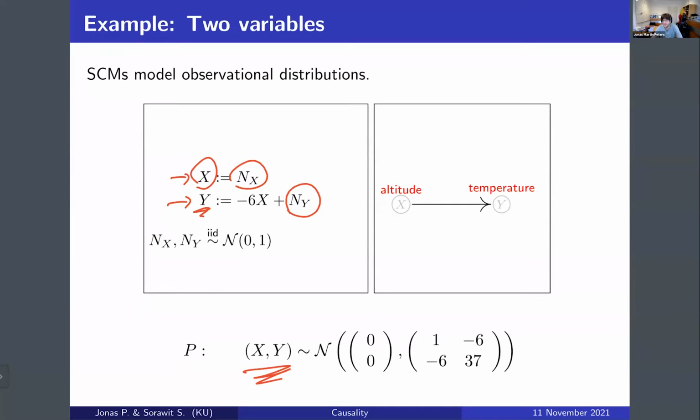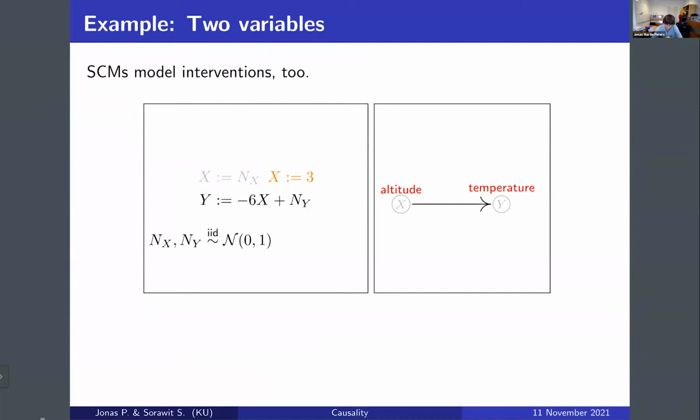Okay, so this induces an observation distribution, but we said it should also induce an interventional distribution. And how does this work? Well, this is very simple. The only thing that we do is we replace one of these assignments. So here we just replace it by x being 3, for example.